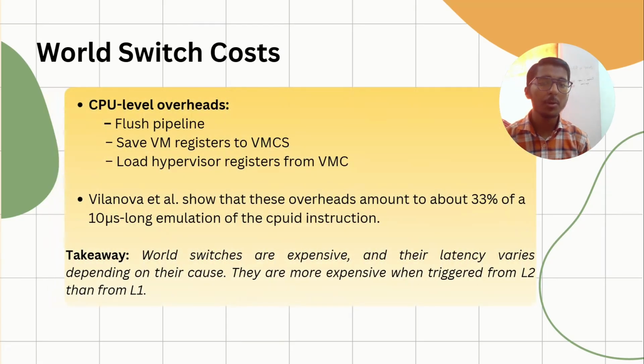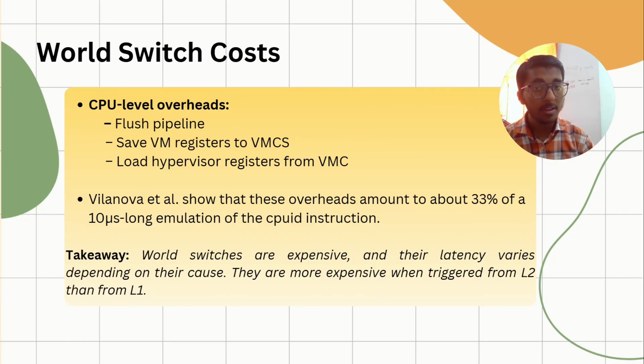World switches occur when the CPU transitions between layers L0, L1, and L2. For example, when L2 executes a privileged instruction or performs an I/O operation or a hypercall. Each world switch requires the CPU to flush its pipelines, save all VM registers to the VMCS, and load the hypervisor registers again. These operations have significant overhead, about 33% of a 10 microsecond instruction emulation, as shown by the evaluation. What is the takeaway from this?